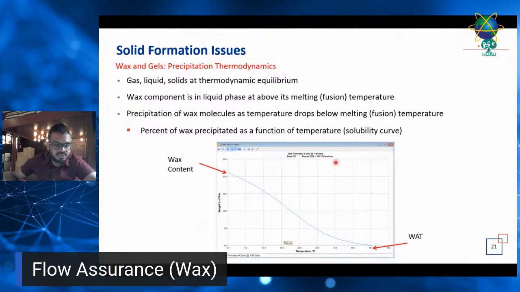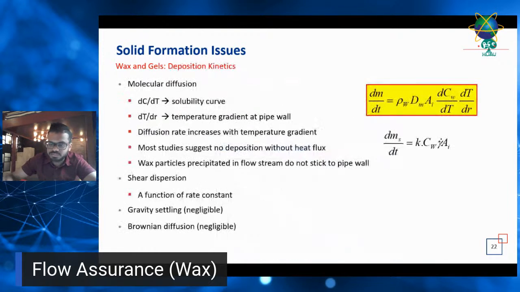So as I've already mentioned, this is known as a solubility curve or wax precipitation curve. We need this to be predicted in the thermodynamic software, and once we predict it, we need to generate a table file that will be inserted into your OLGA simulation. As I mentioned earlier, dC over dT is your solubility curve, and dT over dR is your temperature gradient.